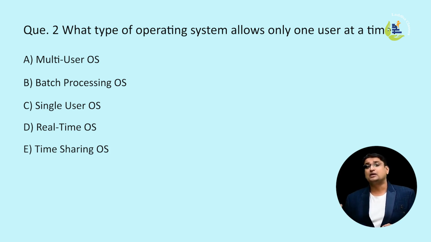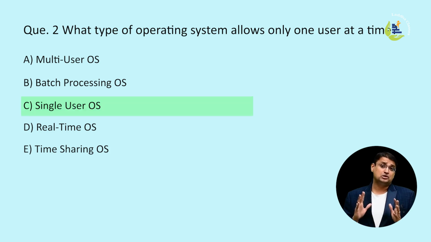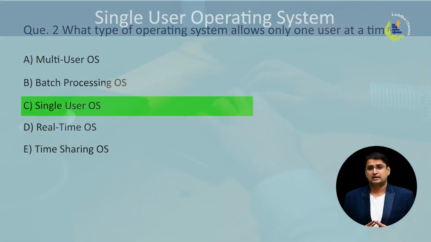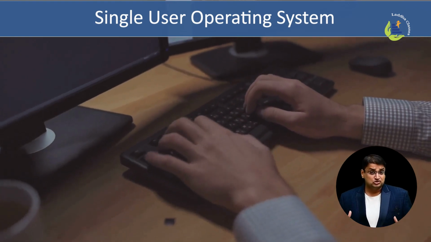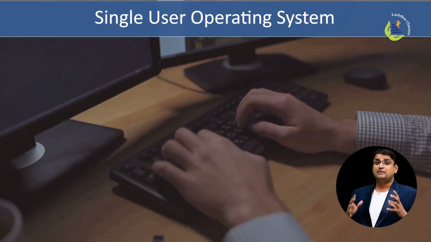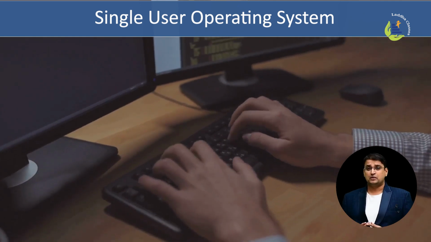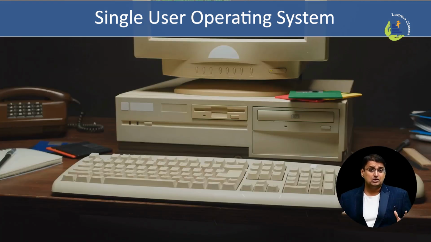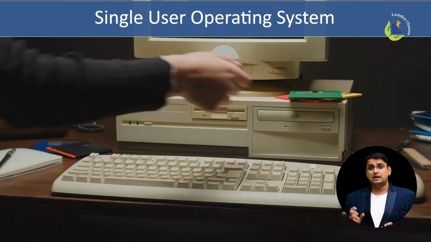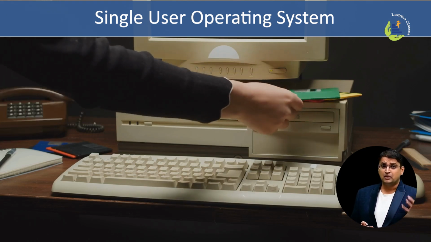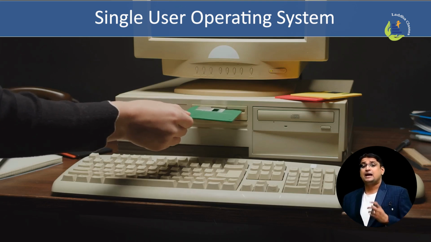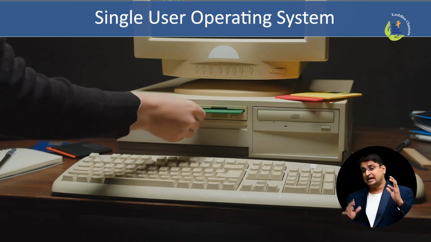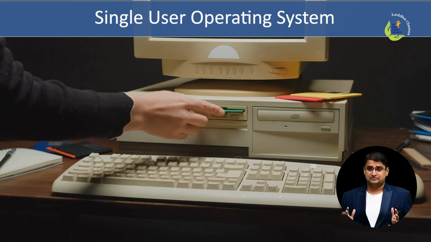Correct answer option is C, single user. Because a single user OS is designed to allow only one user to use the system at a time, as opposed to multi-user systems which allow simultaneous access by multiple users. Multi-user OS, batch processing OS, and other options allow different forms of user access or task processing.